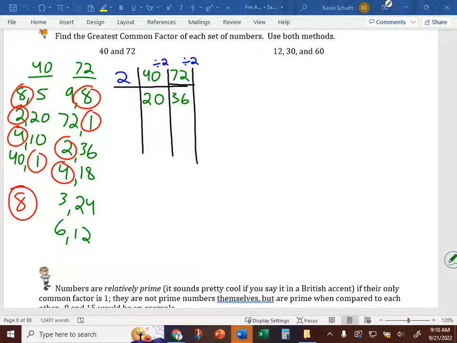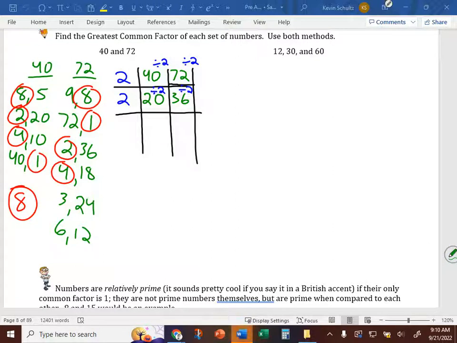And now we ask ourselves the same question. What goes into both 20 and 36? Yeah. 2 does again. You could also use 4. This time I would allow 4, but we'll use 2. Okay? So 2 goes into both of them again. And so just like we did in the first step, we're going to divide 20 by 2 and divide 36 by 2.